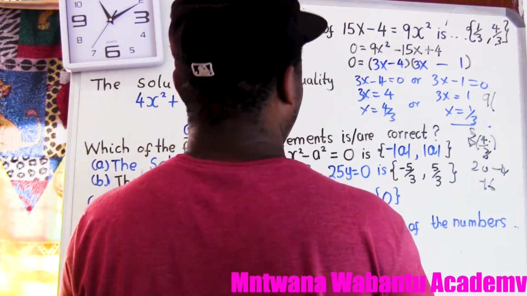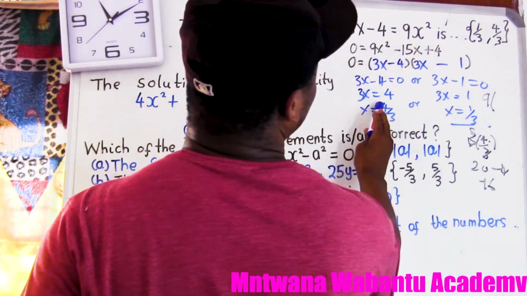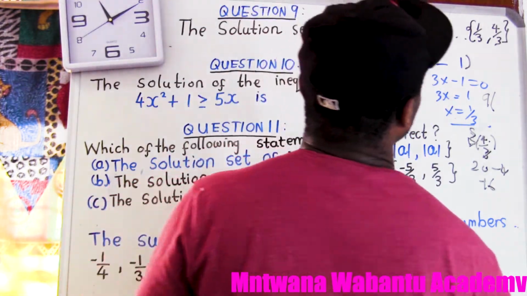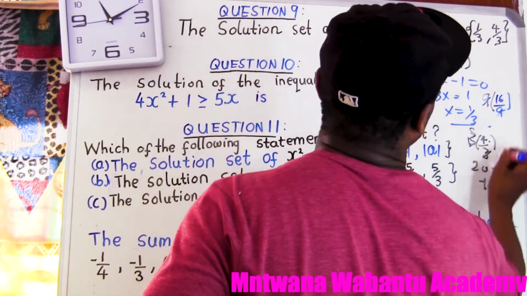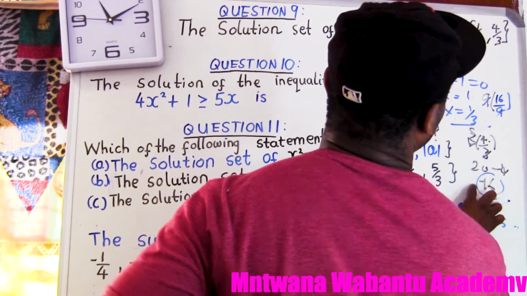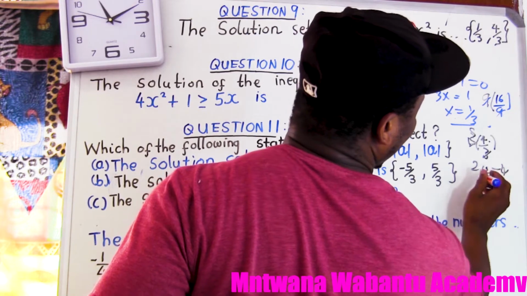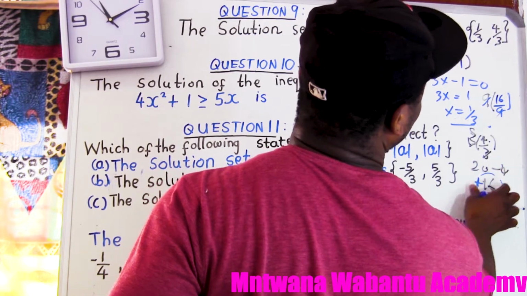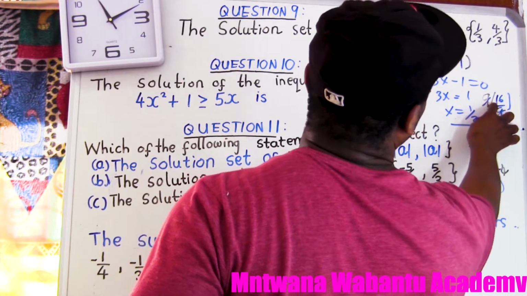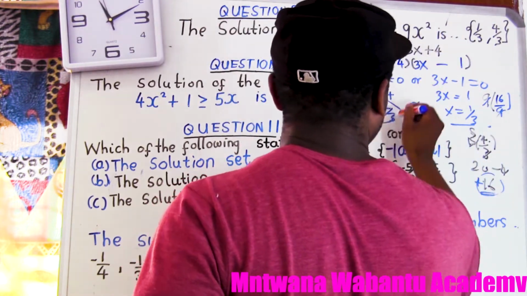Now 9 times x squared, which means 4 over 3 squared. 4 squared equals 16, over 3 squared equal to 9. Look, 9 cancels, so 16. Yes, on the left hand side, this is not supposed to be negative 16. This is a positive 16, my problem. So positive 16 because 20 minus 4 equals 16. 16 equal to 16 because 9 cancels. So this is a solution.